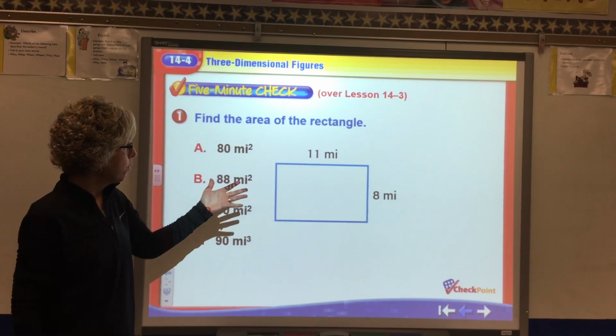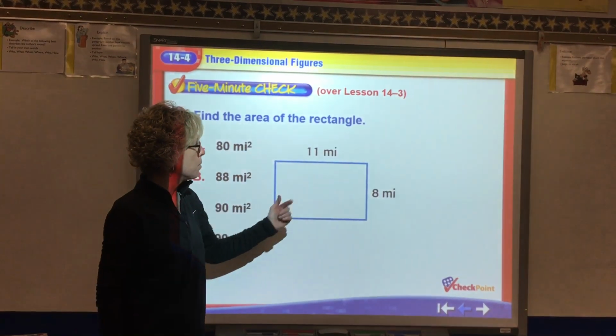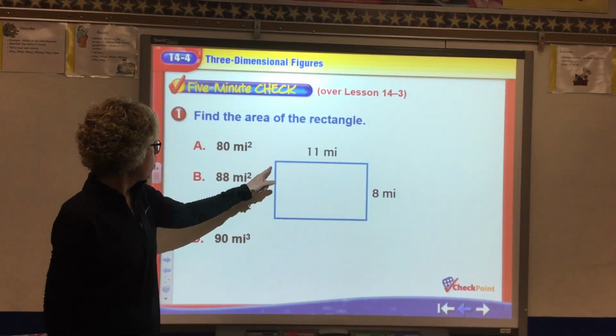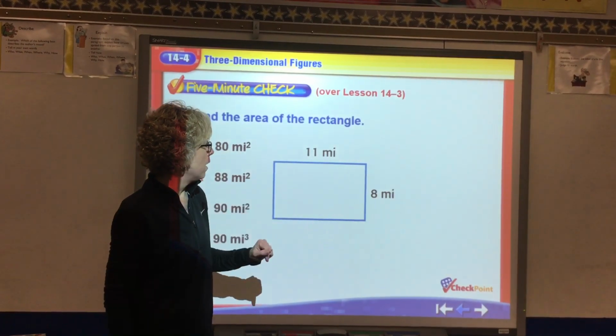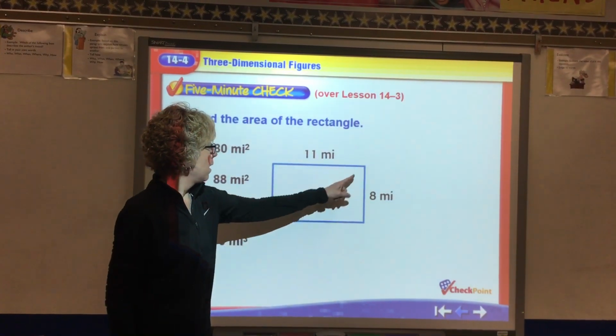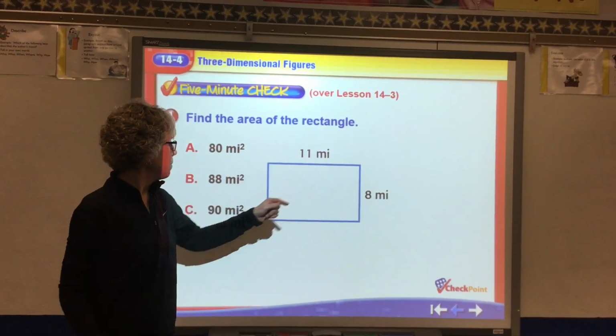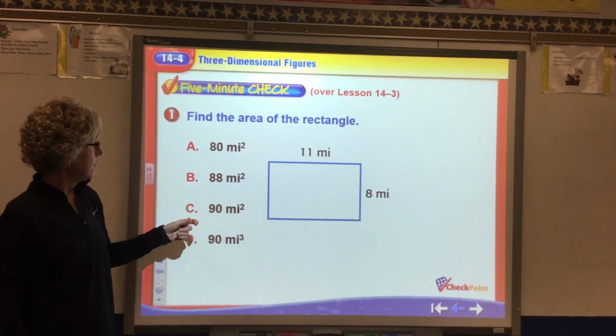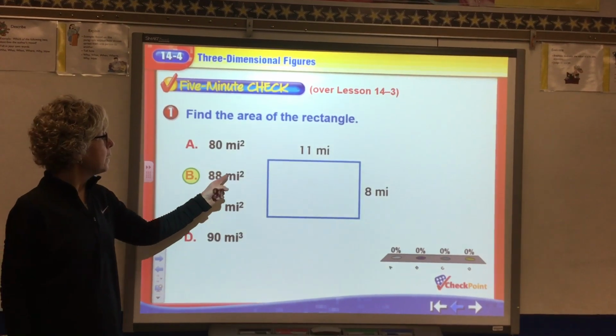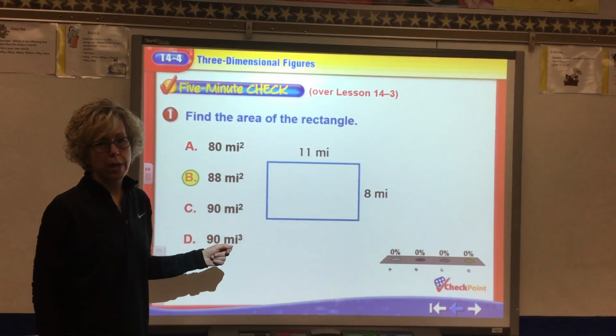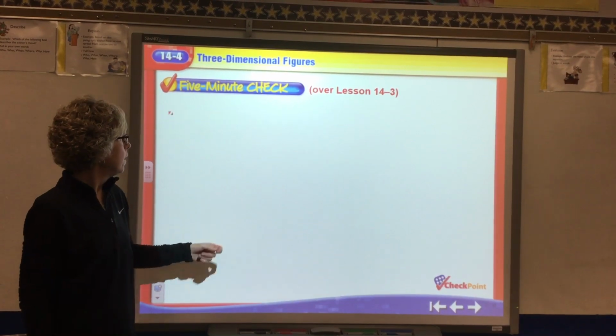As you know, when we find area, we're going to take length times width, or base times height. So here we know that we have a length of 11 miles and a width of 8 miles. So you would take 11 times 8, and you would get 88 miles. And again, we're talking about area, so it's our unit of measure squared.